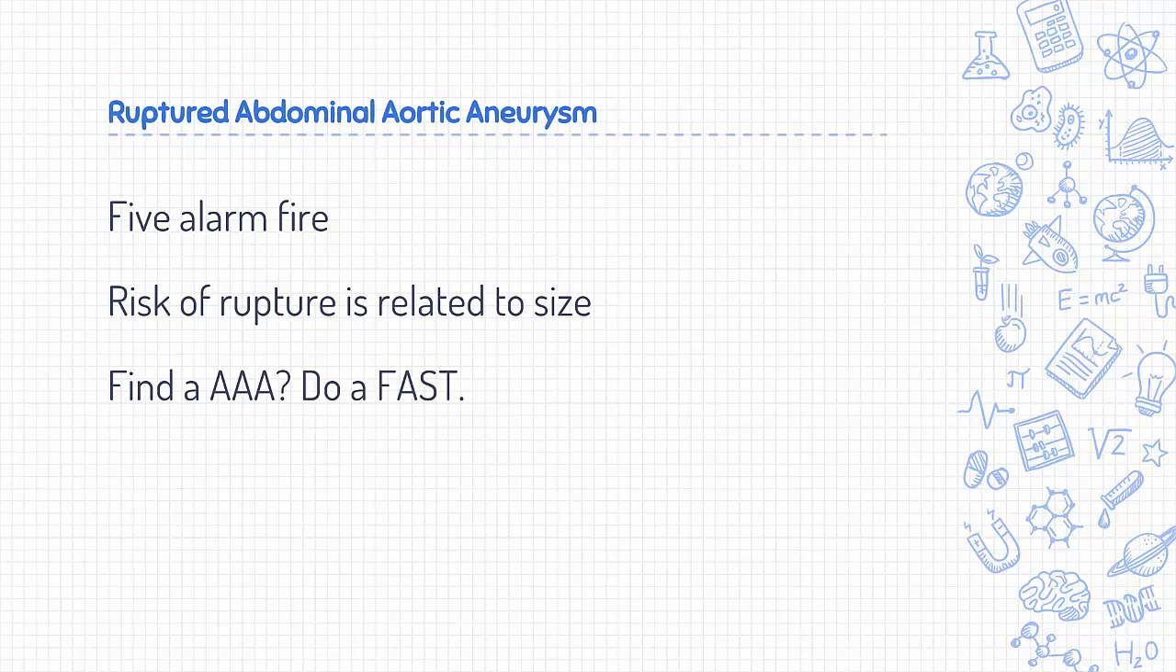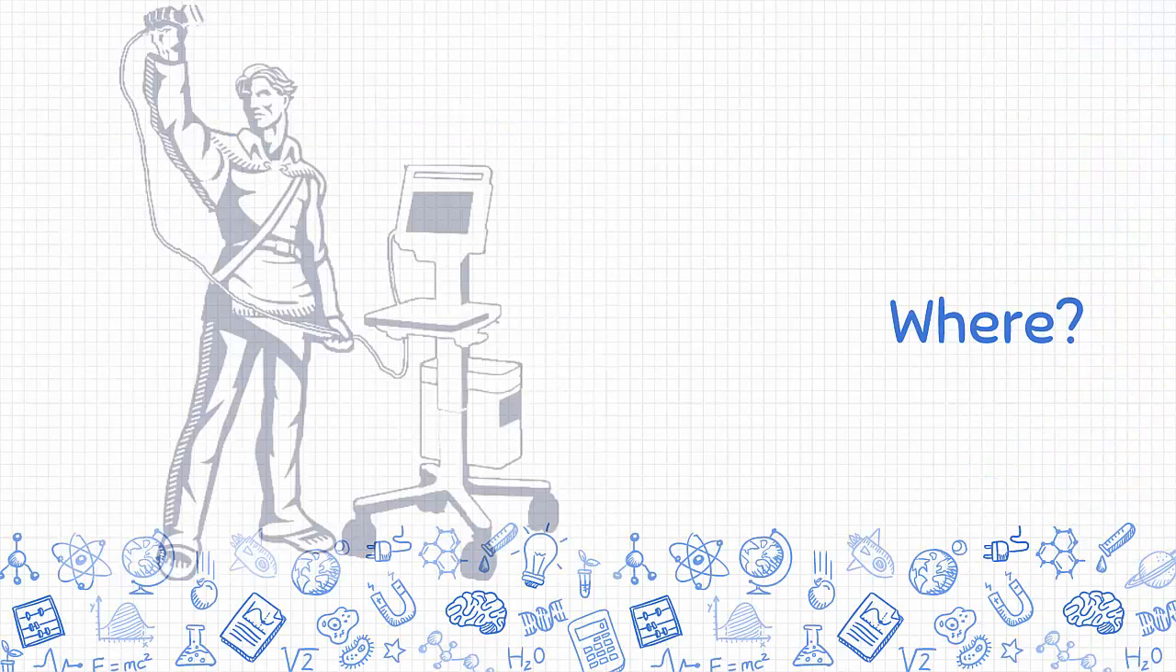If you find a AAA, complete a FAST exam. Although negative FAST cannot rule out rupture, remember ruptures are more likely to be retroperitoneal, a positive FAST exam in the setting of AAA, especially when hypotension is present, is extremely concerning and warrants an immediate phone call to your surgeon.